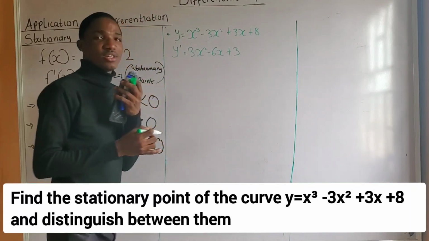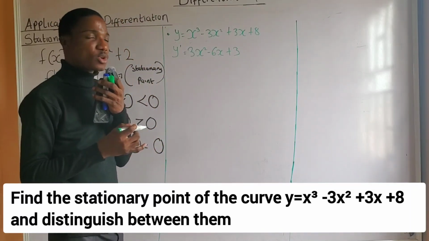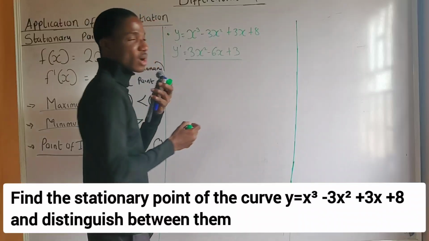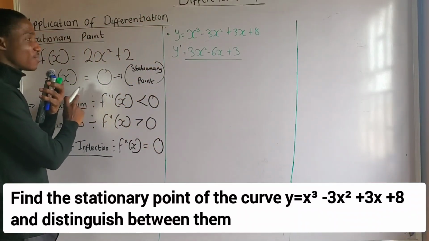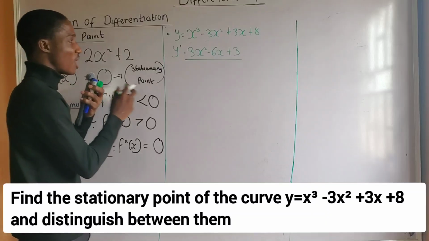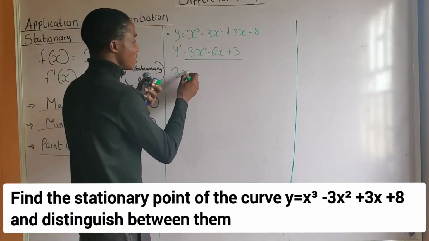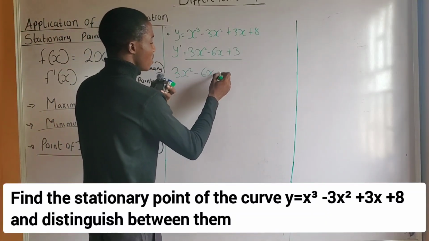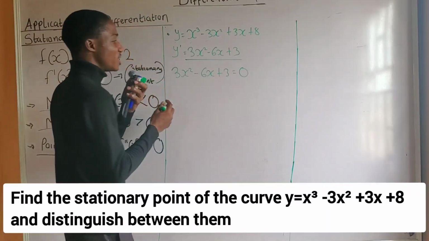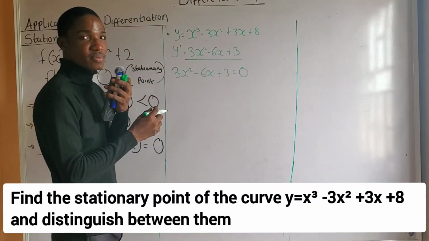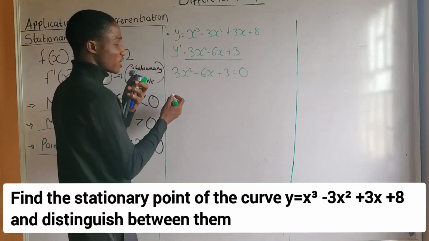Okay? To get the value of x, what do you do? You set this equals to 0. Are you getting it? Because at stationary point, the first derivative of a function is equals to 0. So I'm going to have 3x squared minus 6x plus 3 equals to 0. Do you understand? Okay? How do you get the value of x? To get the value of x, let us factorize.